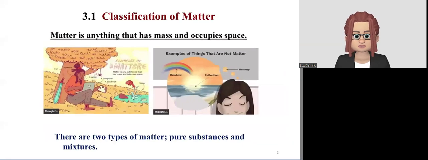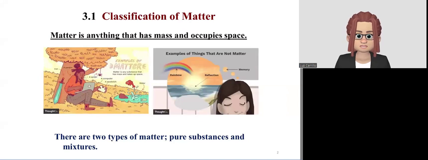In the world that we live in, not everything is considered matter, because if something doesn't meet the parameters of occupies space and has mass, then it's not considered matter. So on the right side, we have an image of examples of things that are not considered matter. They include a rainbow, a reflection, memory.